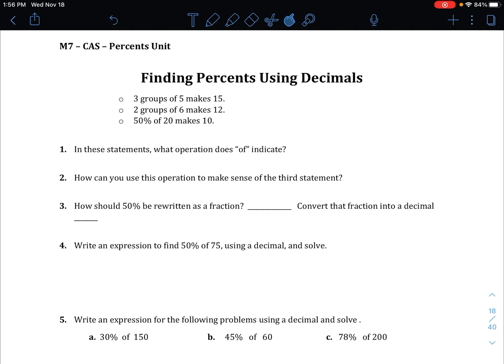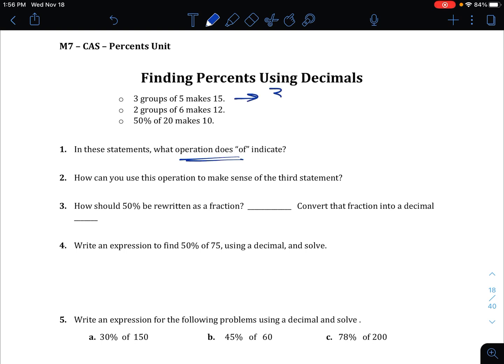Okay, hopefully you've already gotten page 17 done if you're back to the video. So on page 18, we're going to look for a different way of finding percents using a decimal method. Instead of using a proportion, you can do it a little bit quicker using a decimal. So for each of these, when we're talking about groups of things, so 3 groups of 5 makes 15, 2 groups of 6 makes 12. So hopefully you know what operation that is.